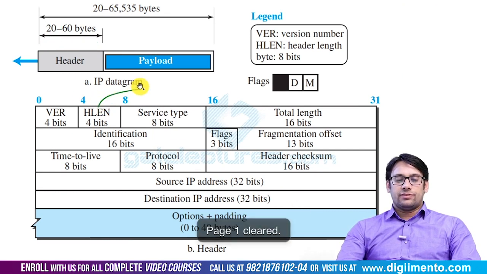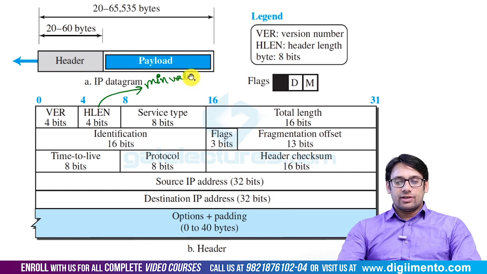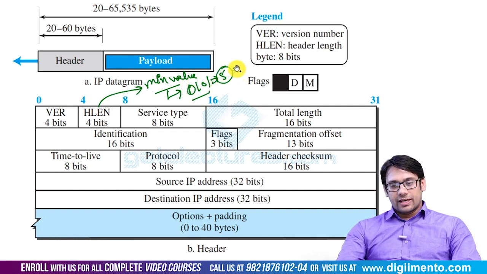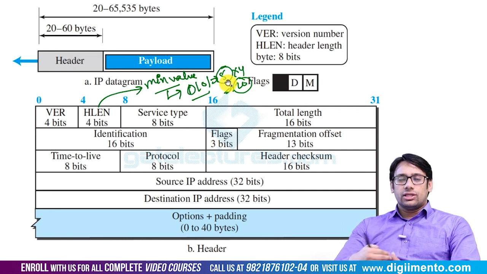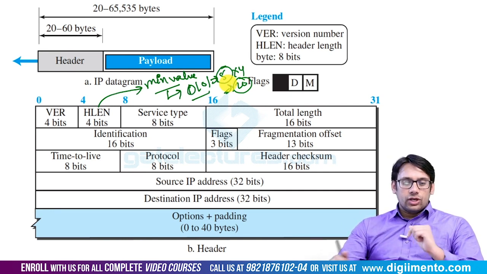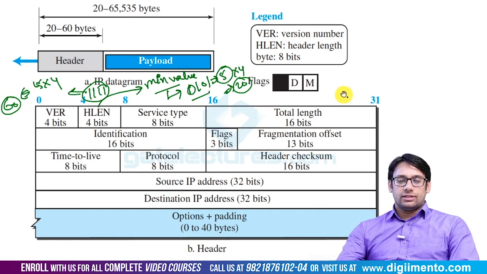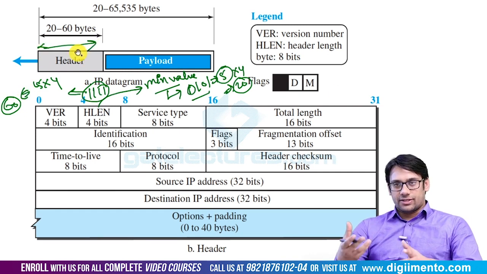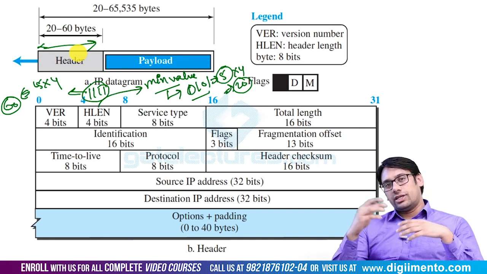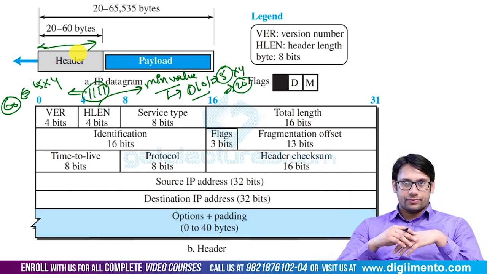So in this header length field, the minimum value that you are going to store is 0101, which is in decimal 5. So if you multiply 5 by 4, that is going to be how much? 20. So it is showing that the size of the header is 20 bytes. Now if the header length field is storing the number 1111, which represents the number 15, multiply 15 by 4, which gives a number 60. Therefore, the size of this entire header is now 60 bytes. So this header length field is actually demonstrating the length of this entire header.